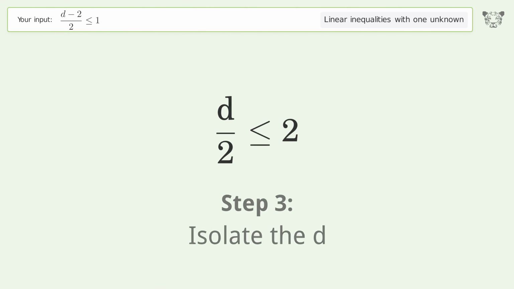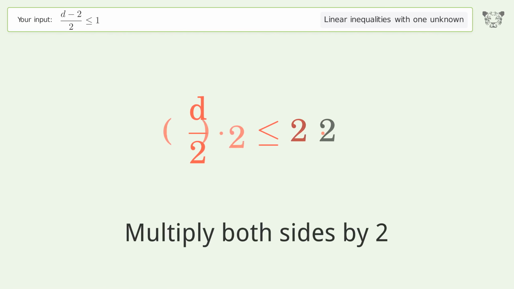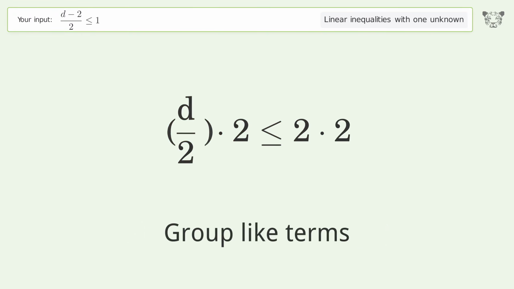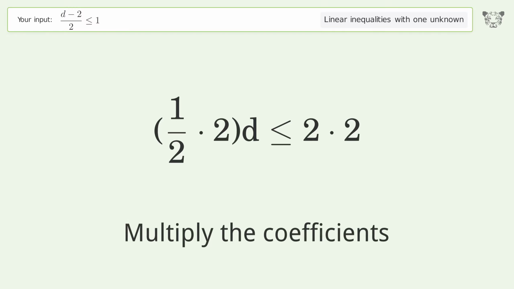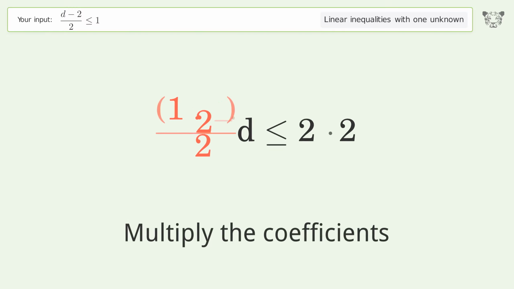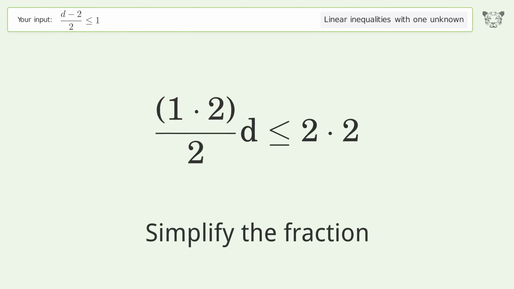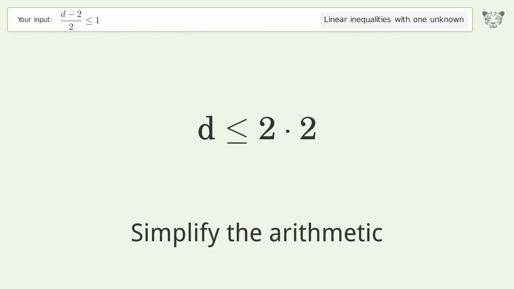Isolate the d. Multiply both sides by 2. Group like terms. Multiply the coefficients. Simplify the fraction. Simplify the arithmetic.